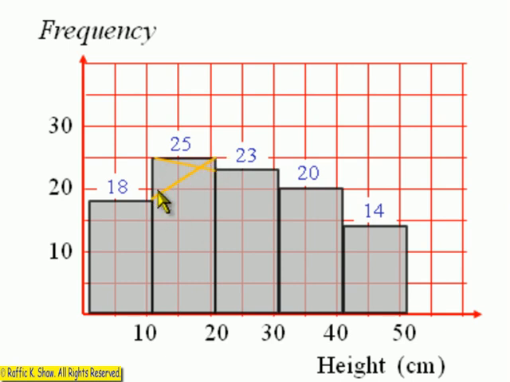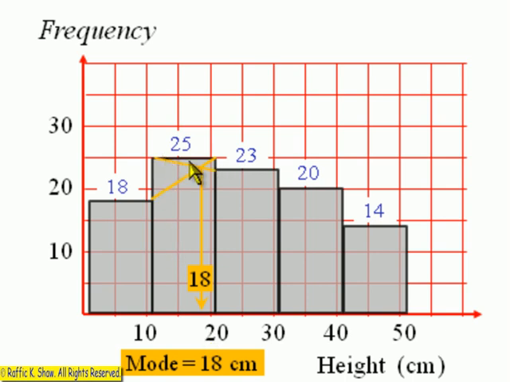So the intersection of those two boundary diagonals at the top of the modal class corresponds to the position of the mode. So we would construct down to our horizontal axis to find the mode, and based on this construction, the mode would be 18 centimeters. The question did not ask us for the mode, but if they did ask for the mode, that is how we would have to construct it.